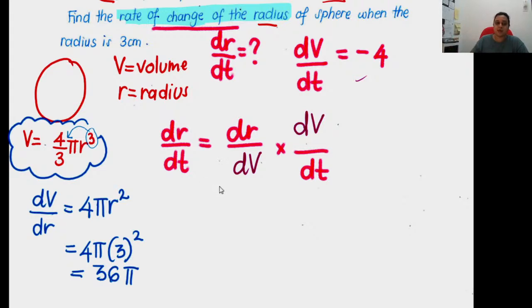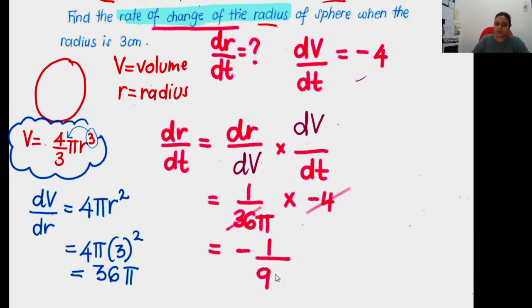Now let's substitute all our values. Since dr/dV is upside down, the opposite, you have to put 1 over 36 pi, times -4. Just take the numbers and multiply, and you'll get -1/9 pi. This is your answer already, and since radius is in centimeters and time is per second, you can leave your answer up to here.